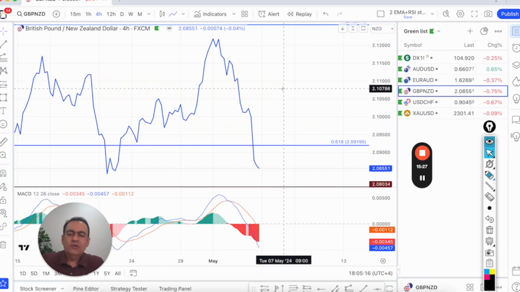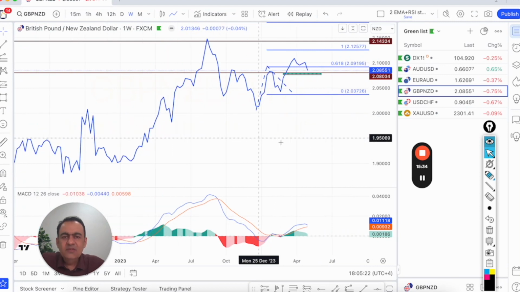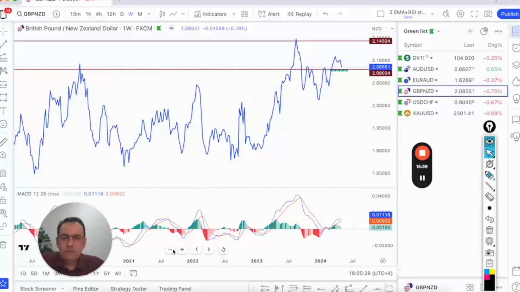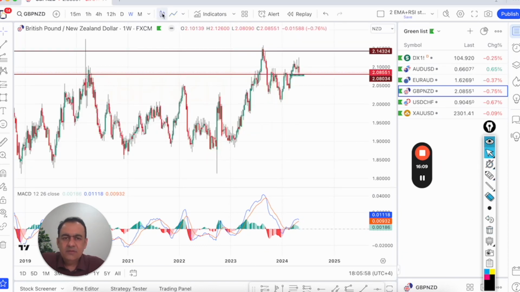The next instrument I'm going to talk about is Pound New Zealand. Again, I'll start from weekly here. Based on the weekly chart, if you notice, it ran into a major area of resistance, around 2.1432, and then it started printing lower highs and lower lows. After a while, it started moving in the upward direction, creating higher highs and higher lows, but it got blocked at a major resistance area on the weekly chart.